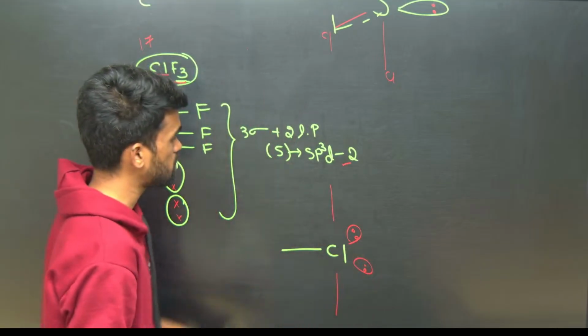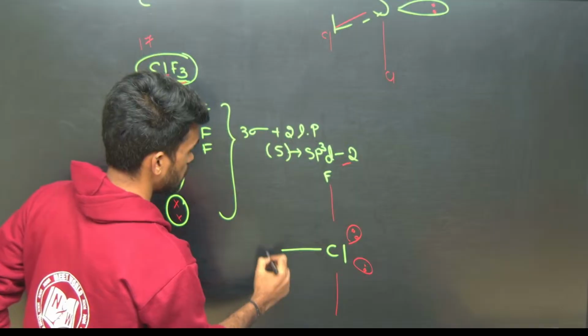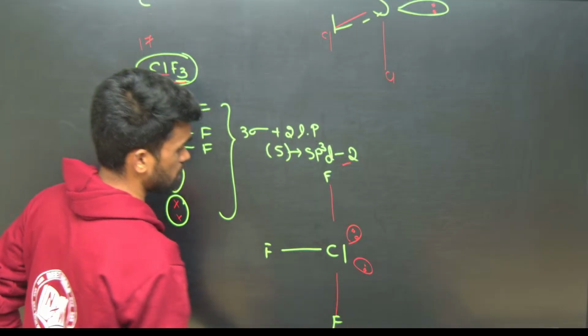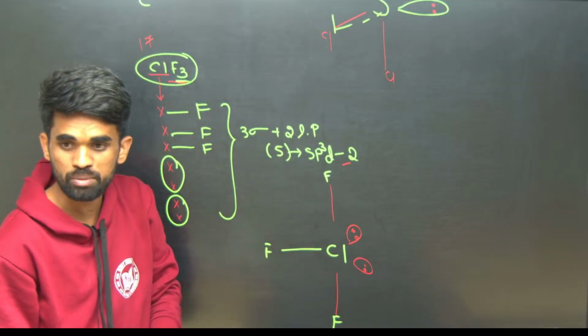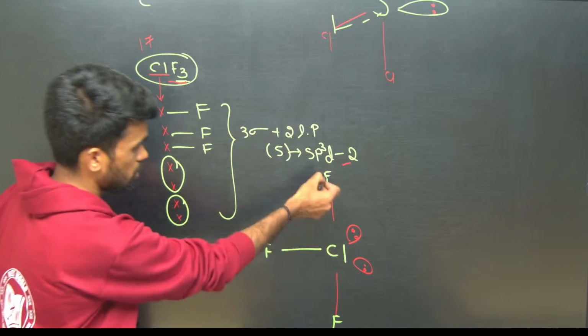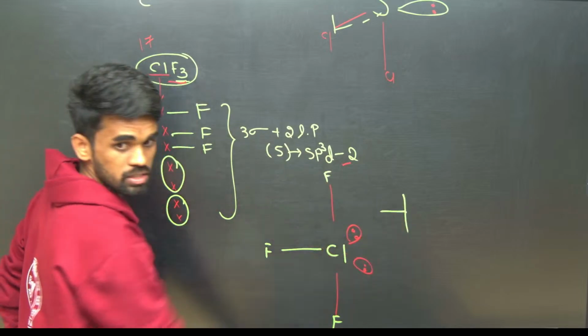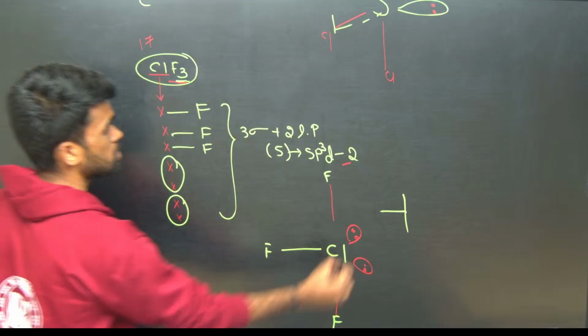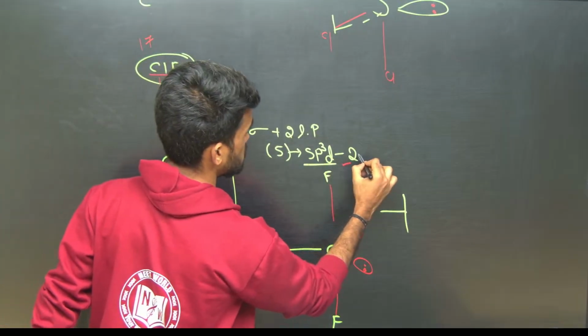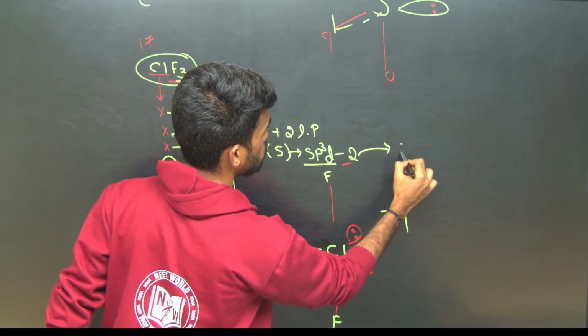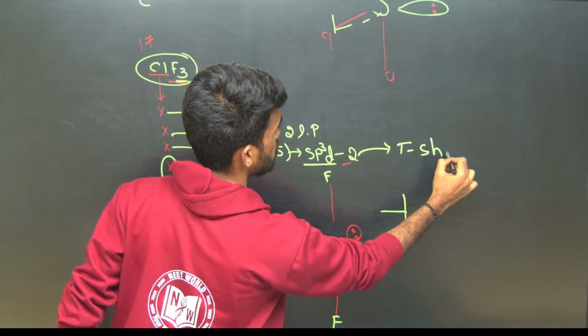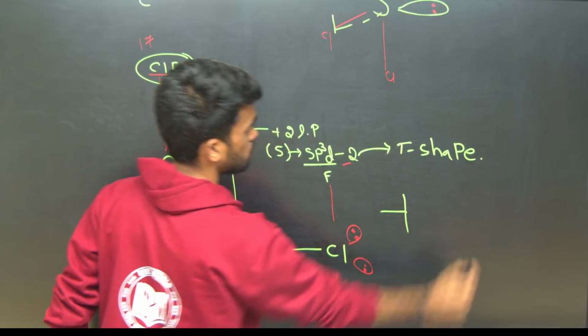So how is the shape looking now? One fluorine here, the other fluorine here, and the other one is here. Something like you have a T shape, see, like a T, like this. So what is the shape of this? When you have sp3d hybridization with 2 lone pairs, you will be having a T shape. Okay, write it.